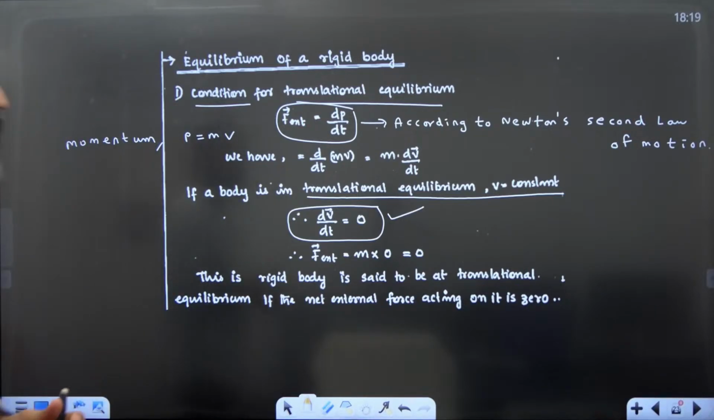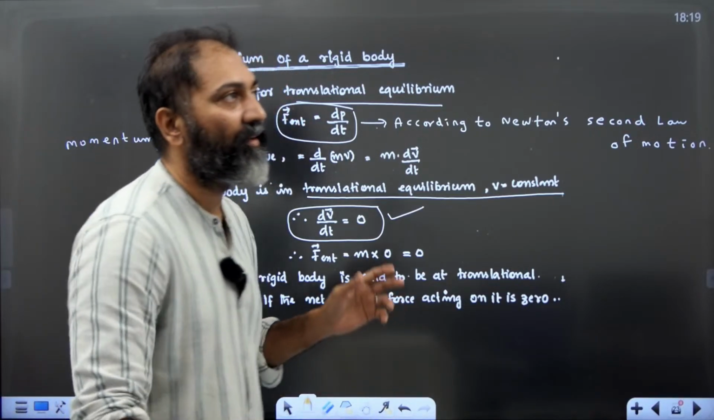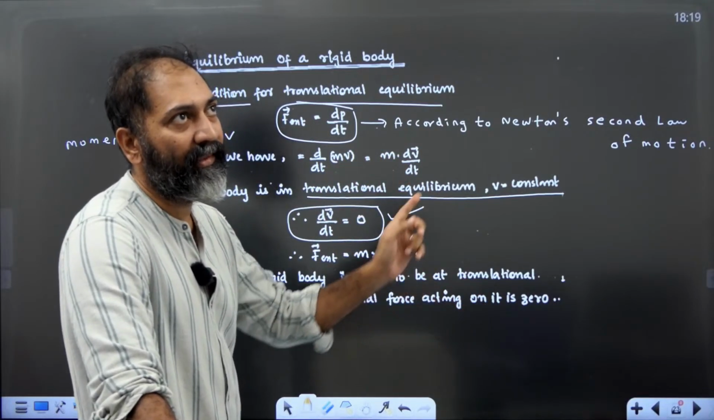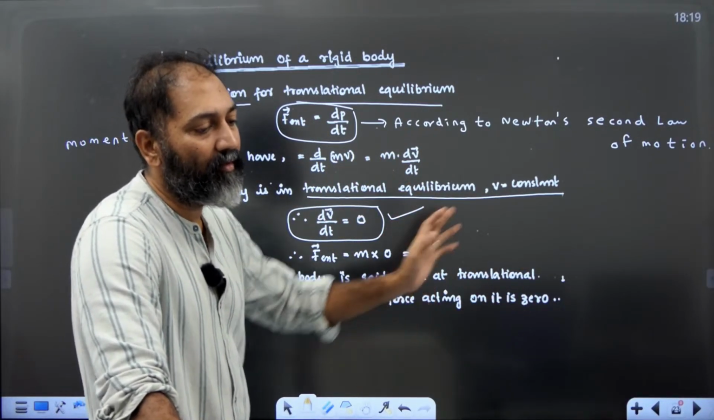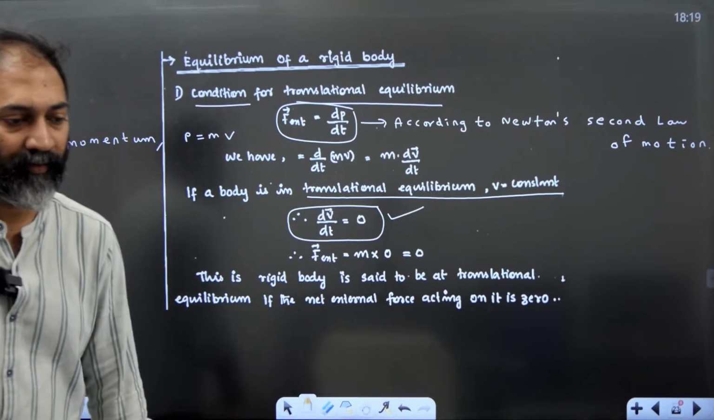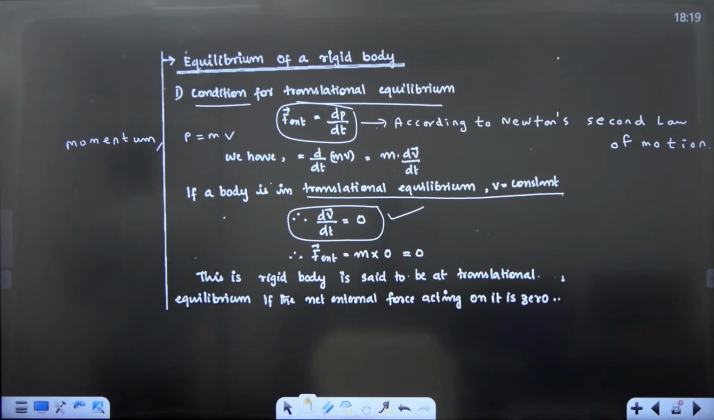Done. So if a body is in translational equilibrium, its velocity will be constant, so the change in velocity will be 0, and the external force will be 0. Any doubt?